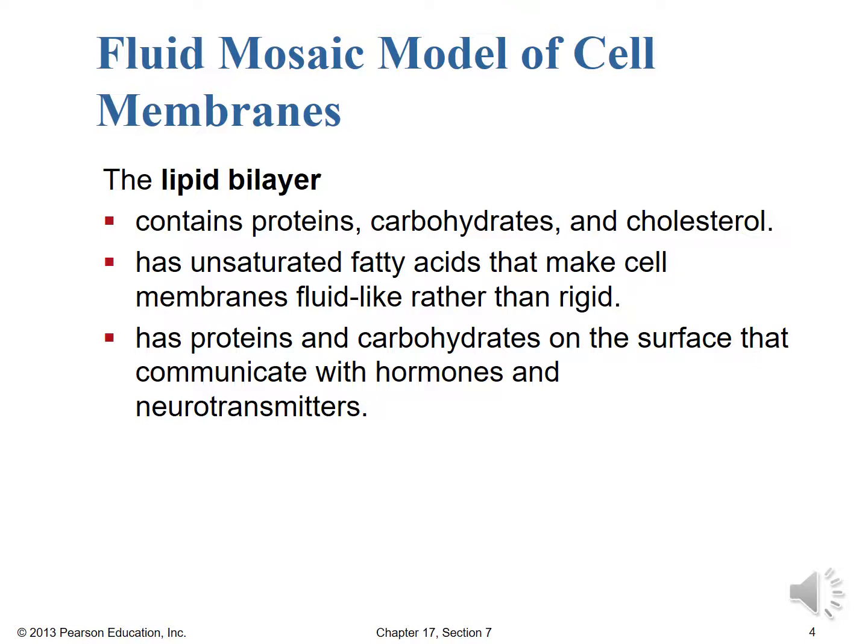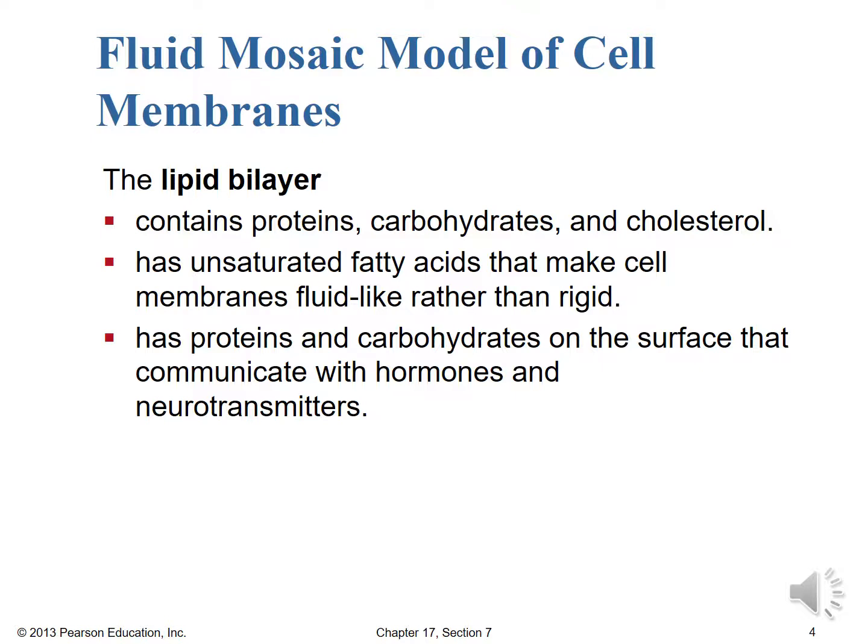Now you probably learned this fluid mosaic model way back in, I don't know, middle school. Maybe they're even teaching it in upper elementary school these days. And then you probably relearned it all again in high school. And then if you've taken college biology, you've probably seen it at least a third or fourth time. But it contains the proteins, carbohydrates, and cholesterol. And it has unsaturated fatty acids to give it some fluid-like properties rather than being totally rigid.